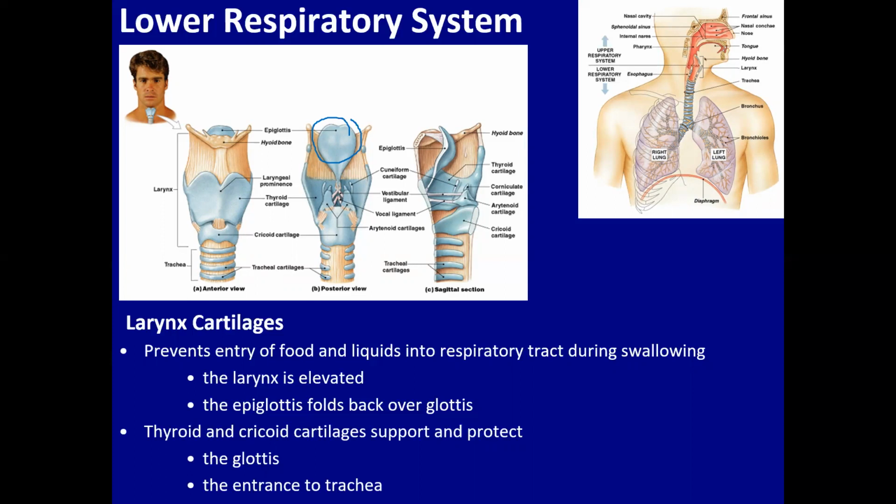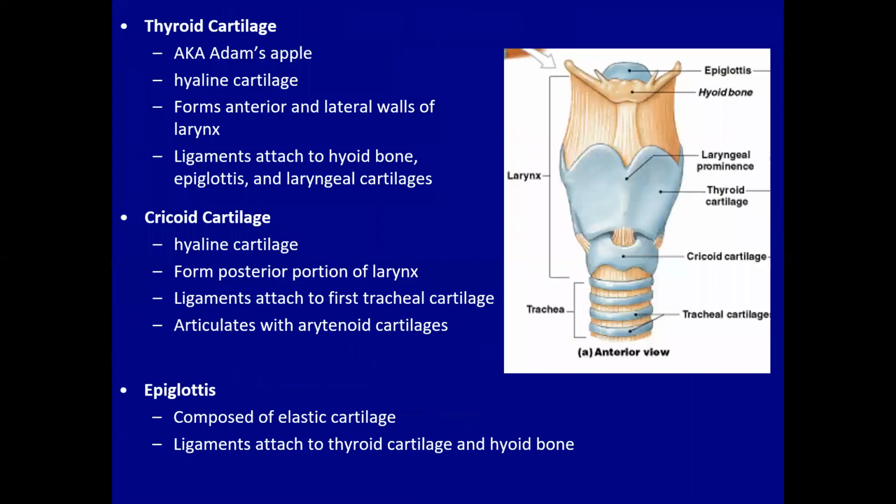Your thyroid and cricoid cartilages are going to support and protect the glottis itself, which is the opening and the entrance to the trachea. All right, so let's talk about your thyroid cartilage first. It's this one right here. It's also known as your Adam's apple. It's made out of hyaline cartilage.